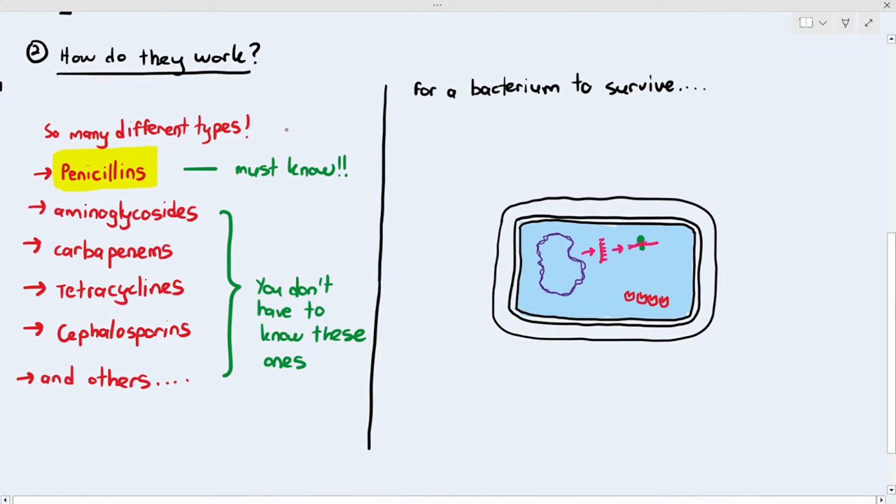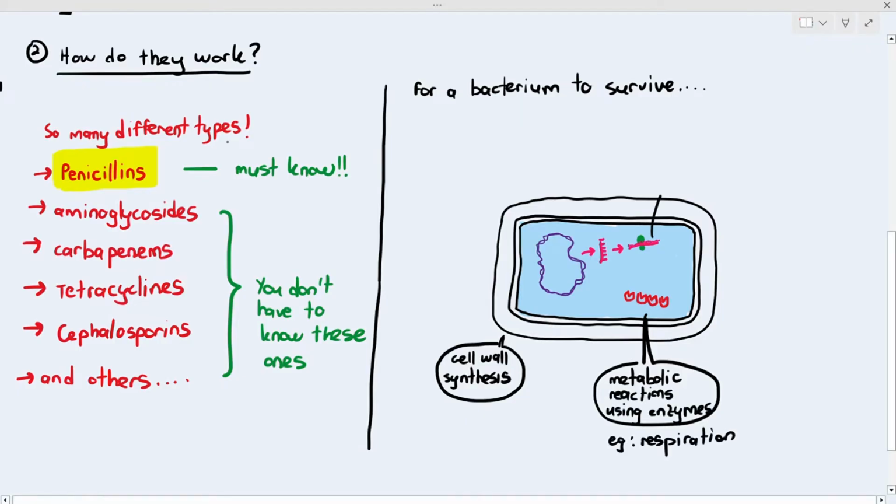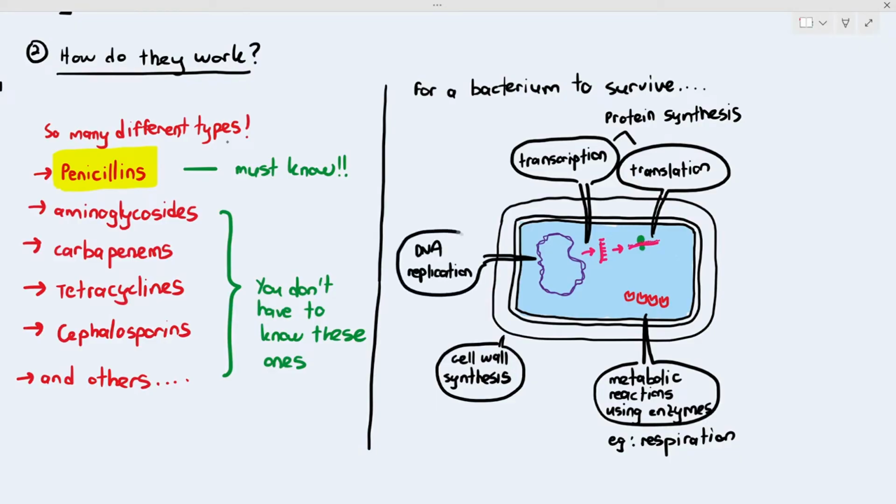For example, for the bacterium to survive, it needs to synthesize new cell wall. It needs to carry out metabolic reactions using enzymes, for example, respiration to produce ATP. It needs to do transcription and translation, which is part of protein synthesis. And also, it has to carry out DNA replication if it wants to reproduce. So these are some reactions that the bacterium has to do in order to survive.